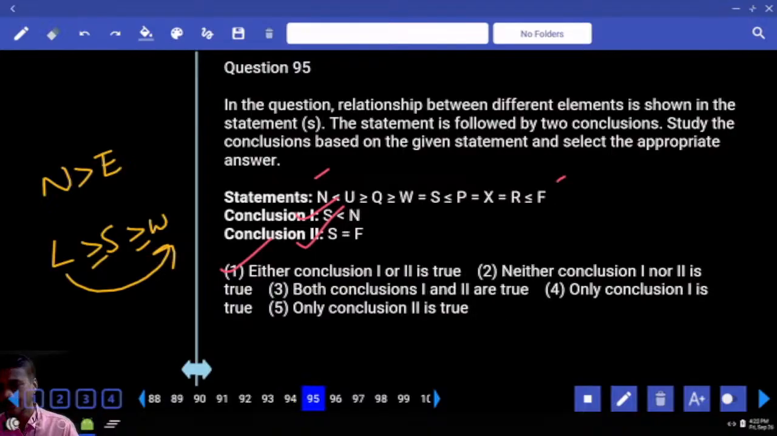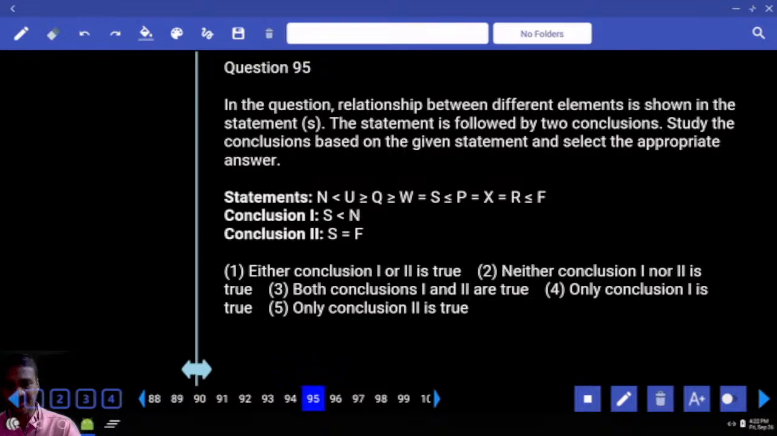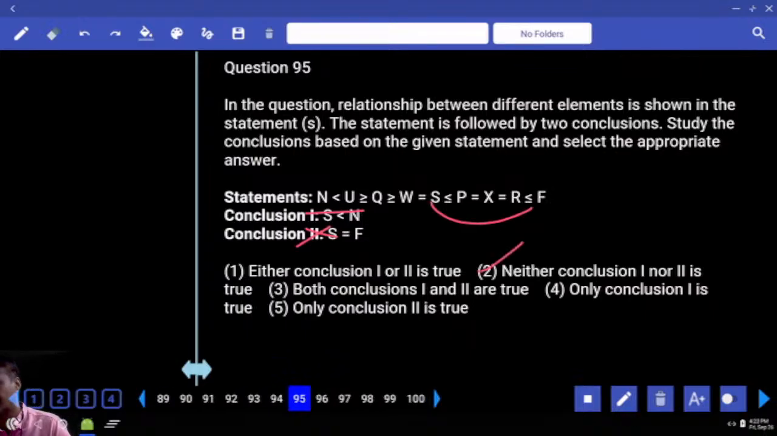Then 95. Now in this 95, S and N. N is here, S is here. N and S, opposite symbol, no relation. S and F: S lesser than or equals to F, but not only equal to. Hence neither 1 nor 2. Choice 2, question number 95.